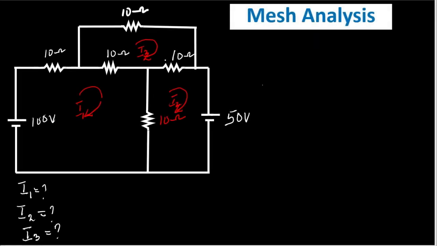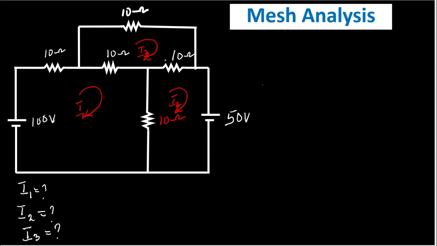In this lesson, I want us to further use this example to understand how to use mesh analysis in DC networks. We'll be looking for the currents I1, I2, and I3. At the end of this example, I will also give you a take-home example that you can use to practice on your own. Okay, let's get started.